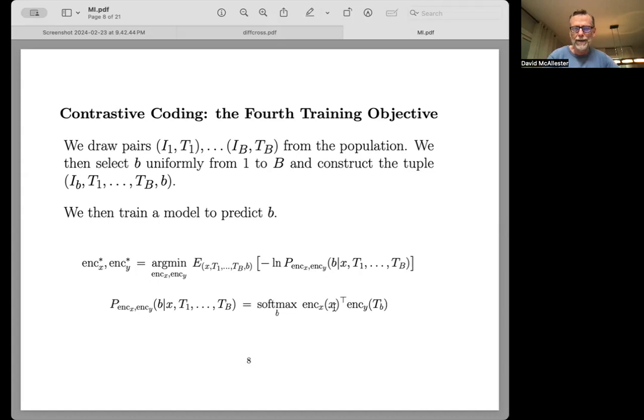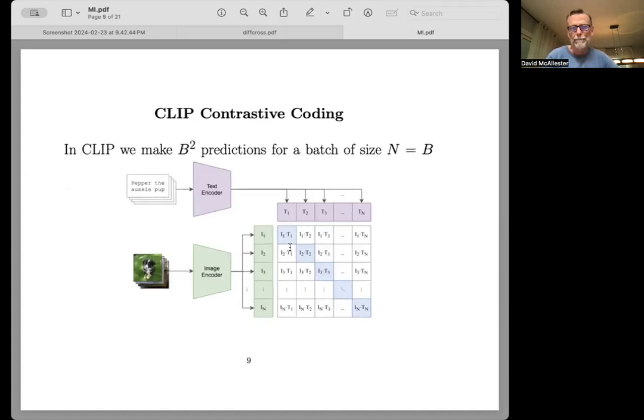So going back here, or let's look at it here. In this picture, we've got a batch of B pairs of text and images, and we've got B squared prediction problems, 1 for each row and 1 for each column, where for each image, we're trying to predict text, and for each text, we're trying to predict the image.